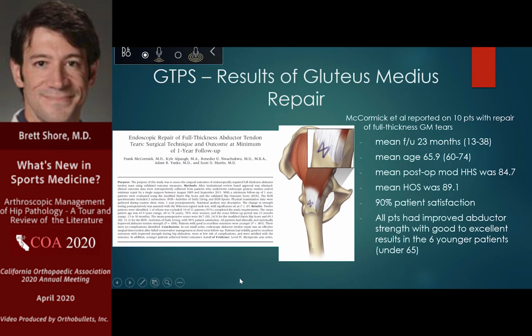Additionally, another one of the earlier studies was out of Brigham and Women's Hospital with Dr. Scott Martin, reporting on the results of 10 patients with endoscopic repair of full thickness tears, overall with very good patient-reported outcomes and high patient satisfaction scores.